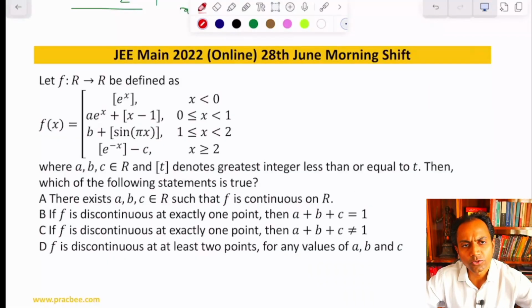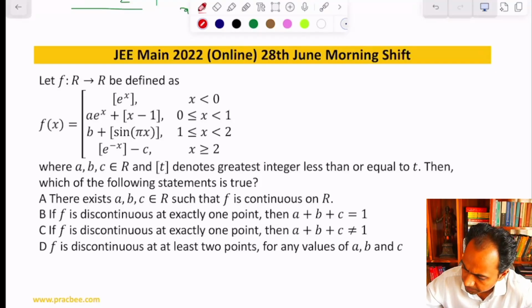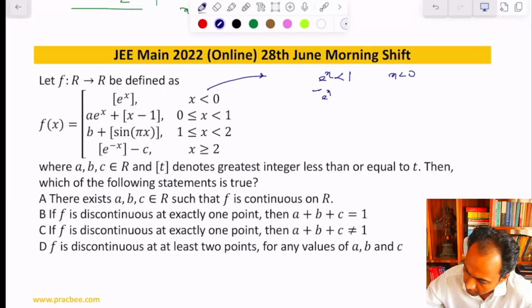Again, in this 2022 question, we can apply a similar technique. So if this function is given to me, you can see that in the first part, if I analyze e raised to the power x, this is always smaller than 1 for values of x smaller than 0. And as a result, if you are writing greatest integer function of x, it will become 0.